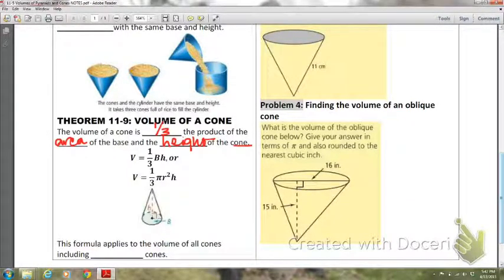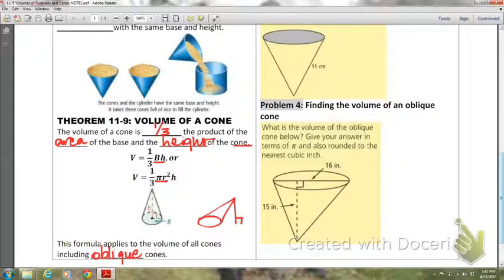So here, of course, we still have 1/3 of the base times the height, but the base is a circle, so it's pi times the radius squared times the height of the cone. So this formula also applies to the volume of all cones, including oblique cones. So even if it's a cone that's leaning, the height, once again, is going to be measured out to the side in that same plane that the circular base of the cone is in.